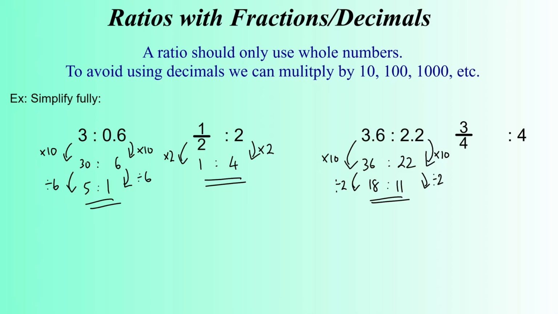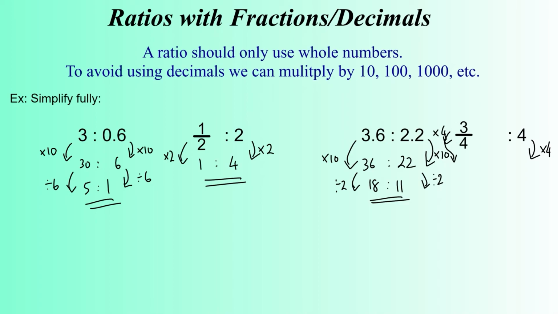And the final one here, which I've left myself barely any room for, I'll just try and squeeze in. We've got 3/4 to 4 as our ratio. So what we're going to do is, again, multiply by 4 because that's the denominator. So I'm going to multiply by 4. Let's squeeze that in here. Multiply by 4. That's what I'm doing. That's kind of going down here.